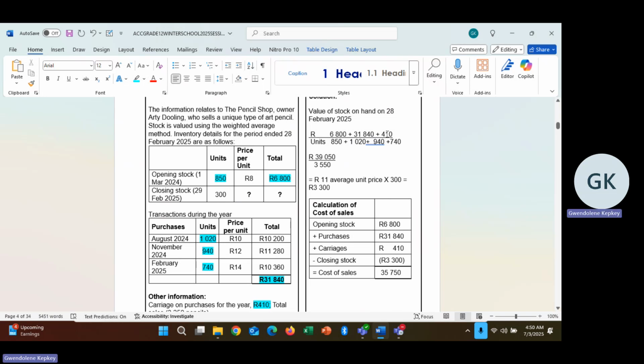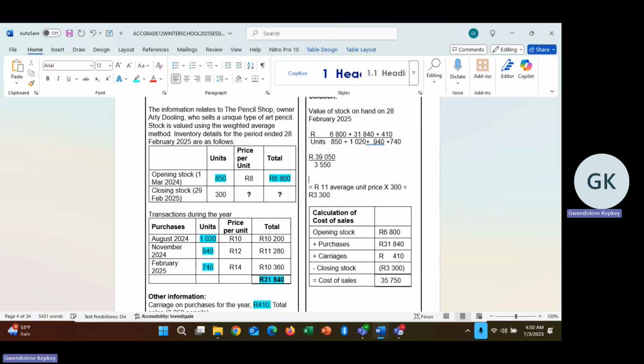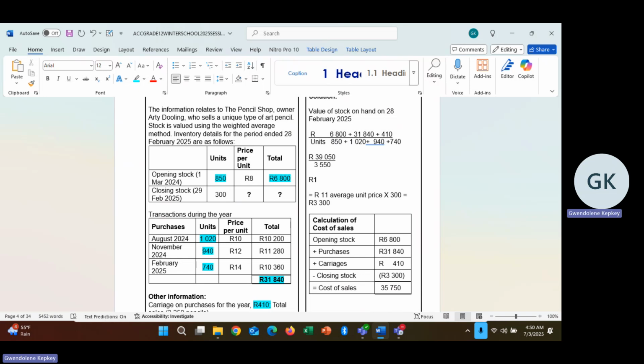39,050. So I've added the top, which is my rand value of my units, and then at the bottom I have the actual units, and it comes to 3,550. If I do this calculation over here, I actually come to an average price of 11 rand, right? There's my 11 rand. Now, what do we do with that price? That is the average of all the items that you have purchased over this period together with your opening stock, right? I multiply that by what?